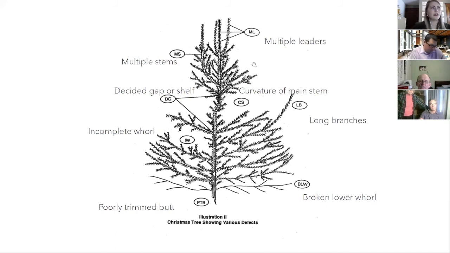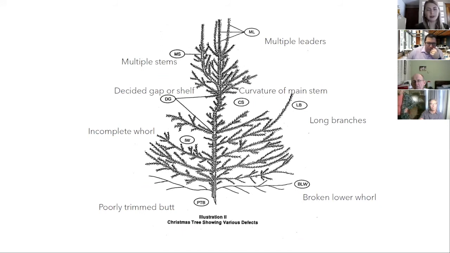A few other ones, curvature of the main stem. So if that's not straight, then we talked about you can't have a symmetrical tree, which is one of the priorities that consumers have identified. So that'll get you kicked out too. Long branches, I don't know why they include this one. I think for the most part that would be adjusted with shearing over the years.